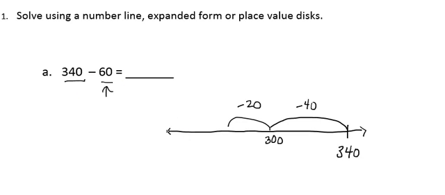When I hop backwards 20 from my 300, I land at 280. And that means that 340 minus 60 is equal to 280. So that's the strategy of using an open number line to solve a subtraction problem.